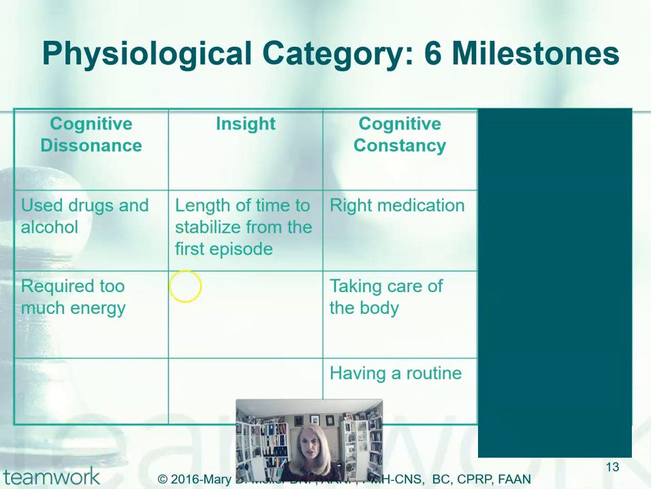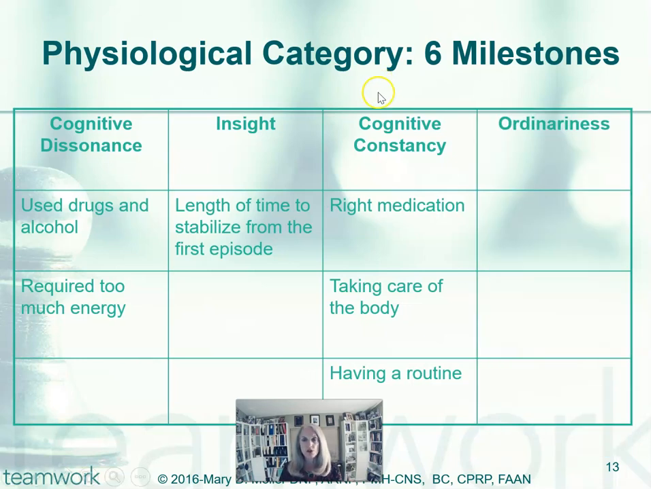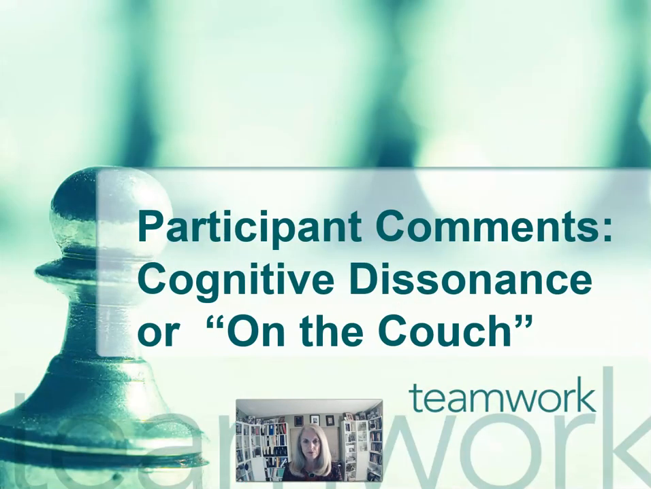To finding the right medicine, now I'm taking care of my body, and I have a routine. And there are no milestones in ordinariness because they've been achieved. So going from being on the couch, I can't move, and using drugs and alcohol, to having a routine, taking care of my body, whew, a lot of accomplishments there. So those are those milestones broken down not only by category, but by phase. So let's take a look at what this is like for some of these consumers that were in my study. So what are some of their comments about what it was like to be on the couch?